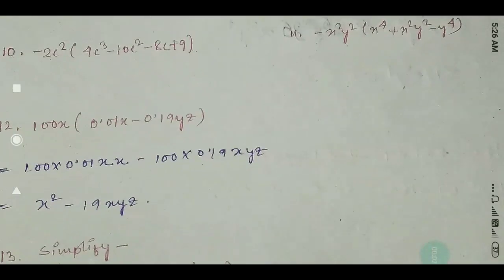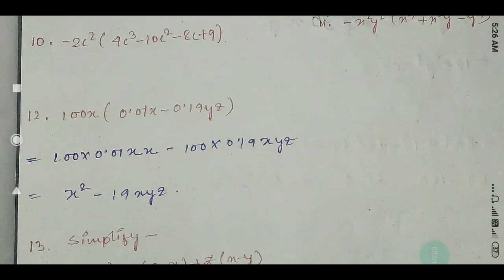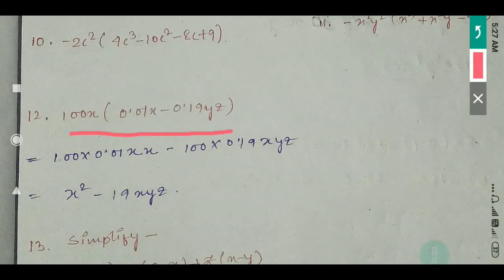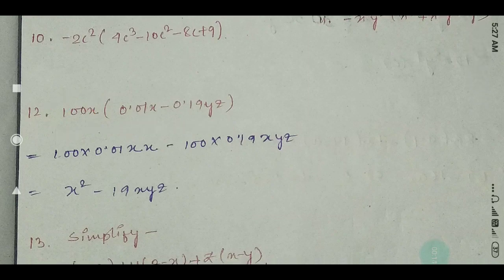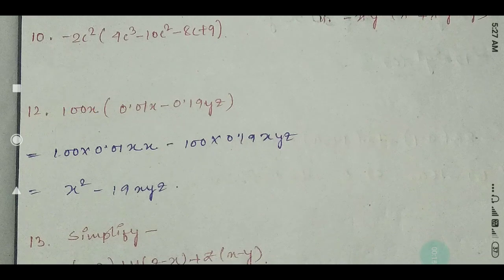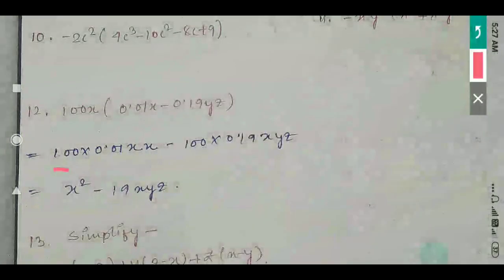Question number 12, it is given 100x into this one. So that means with this 100 you have to multiply this term also, this term also. So 100 into 0.01x. So first of all you have to multiply the constant, 0.01 into 100.